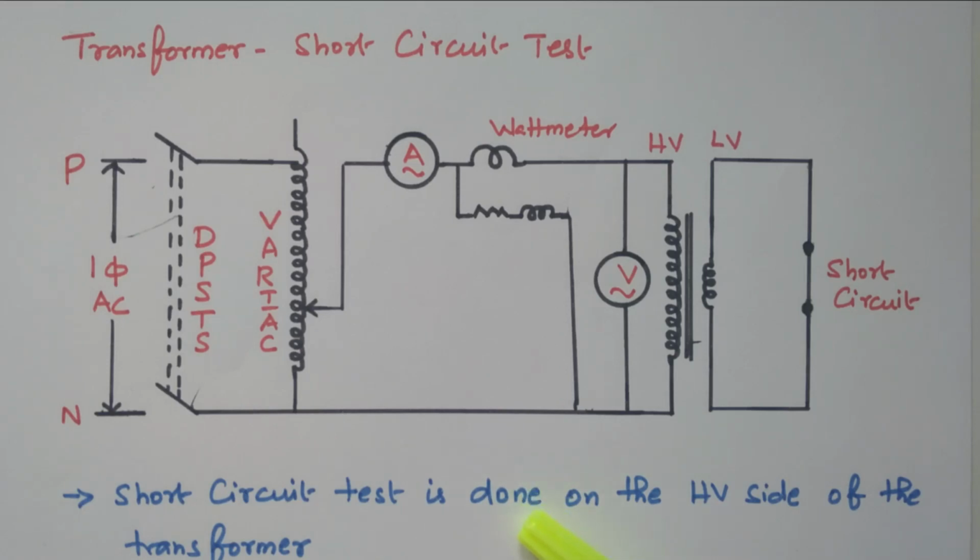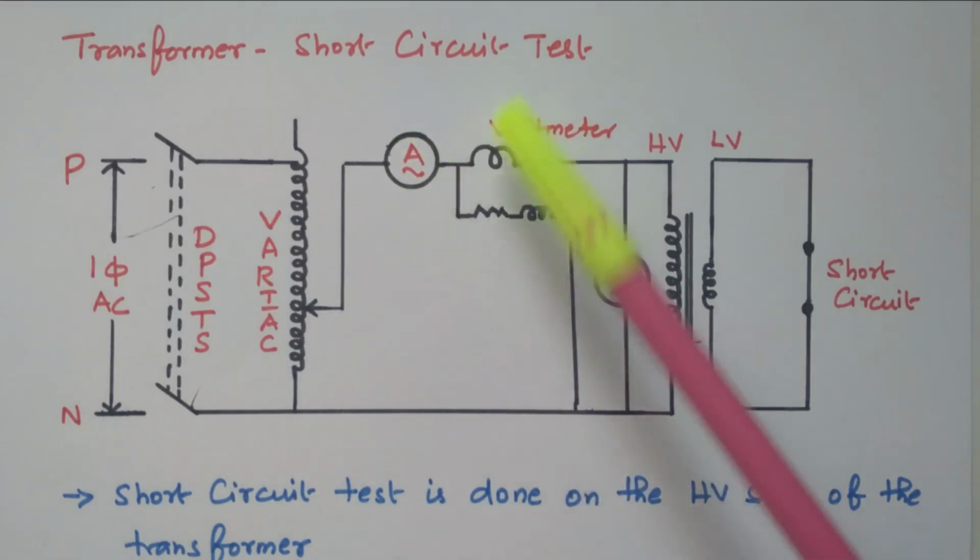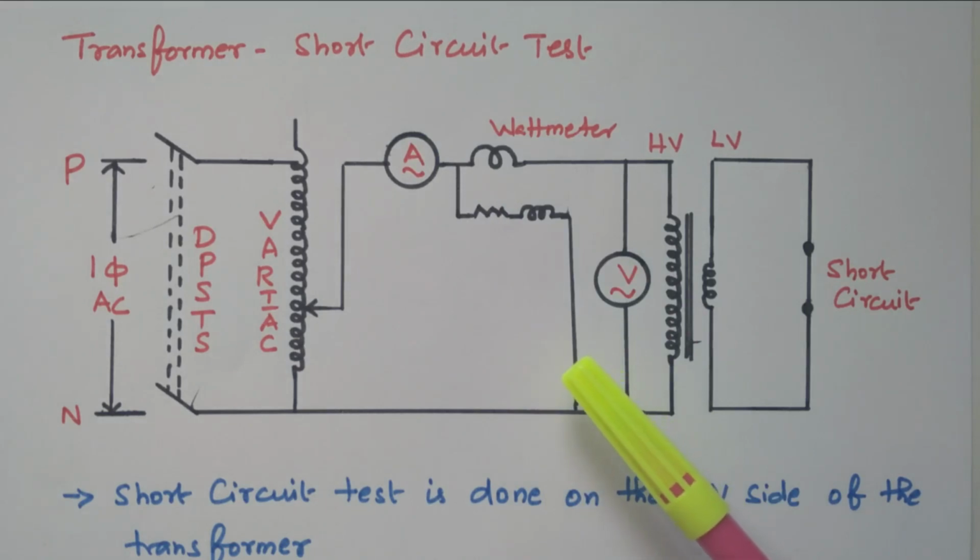The open circuit test and short circuit test are used to find four parameters: equivalent resistance, equivalent reactance, core loss resistance and reactance, that is R01, X01, R0 and X0. This R0 and X0, the no load component, is calculated from the open circuit test. The equivalent resistance and reactance R01 and X01 are calculated from the short circuit test. So our aim is to find these four parameters in order to draw the equivalent circuit. From the equivalent circuit we can go for further analysis of the transformer.